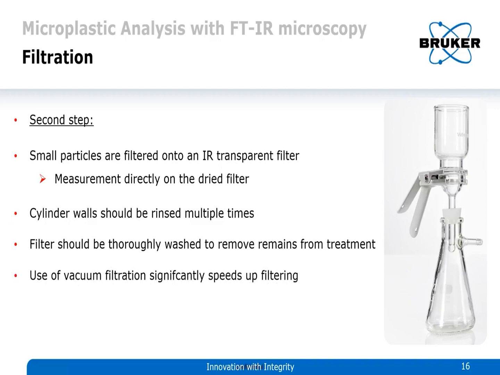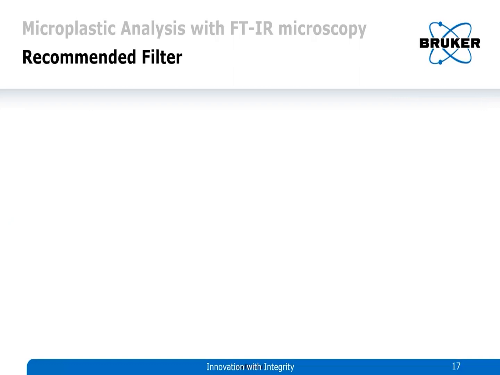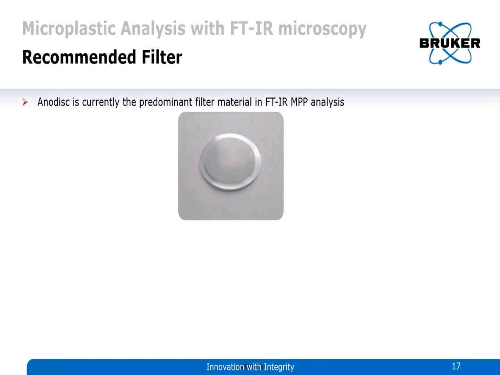The use of vacuum filtration is advised to speed up the filter process, and you can obtain such a basic filter kit directly from Bruker. So what kind of filter do we recommend? Anodisc is the most used filter material at the moment. This is because you can measure the sample directly on the filter and you do not need to transfer it later and maybe lose some of the particles or contaminate it otherwise.